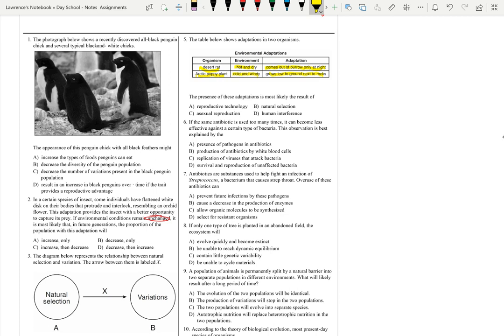Okay, so the presence of these adaptations is most likely the result of. Did nature choose those? Yeah. These organisms had this adaptation, and that was great for this environment, and nature selected them. Which one of those letters represents nature chose?